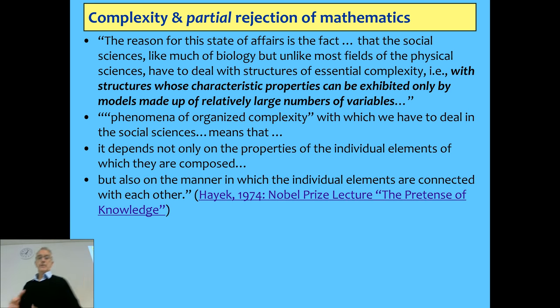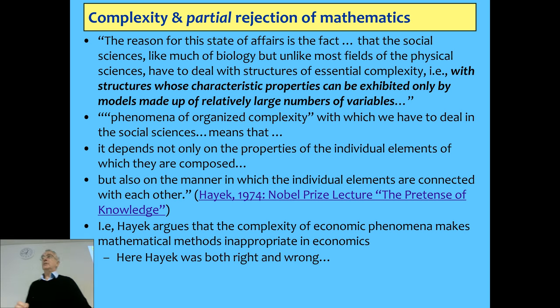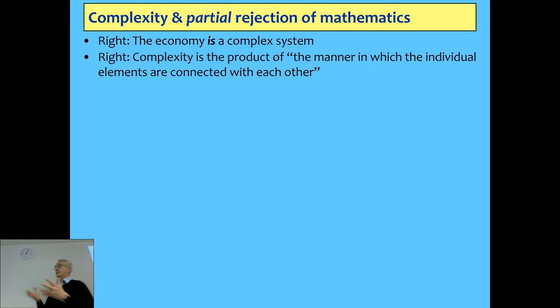So this is his lecture for getting the Nobel Prize in 1974. He's saying it's because it's so complex, we can't mathematically model it. Now, he's both right and he's wrong. Because what he calls complexity is correct, from my point of view as well, in the work that I do mathematically modeling the economy. It is a complex system.